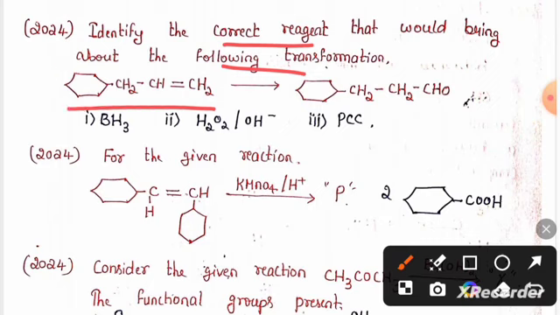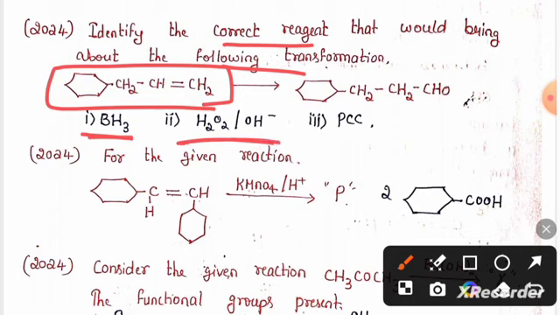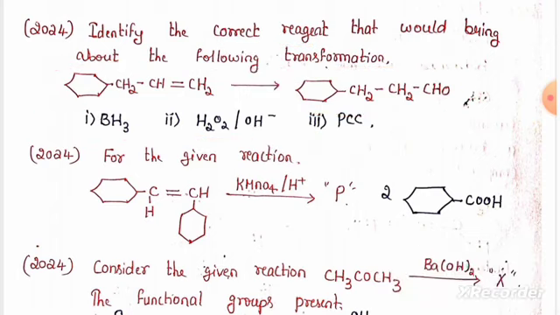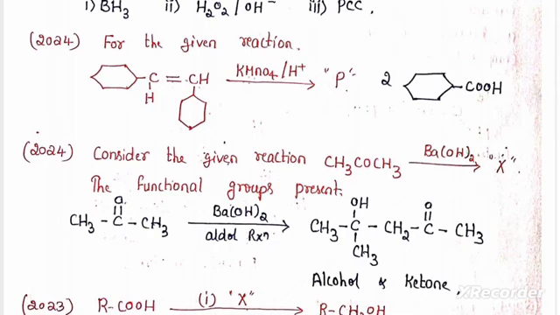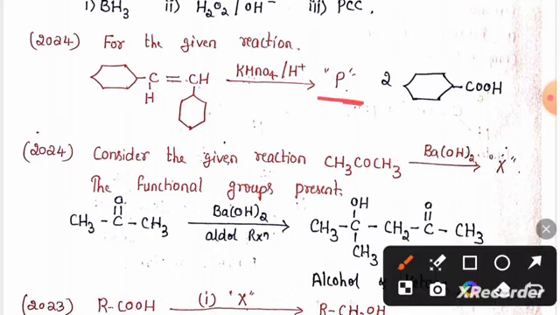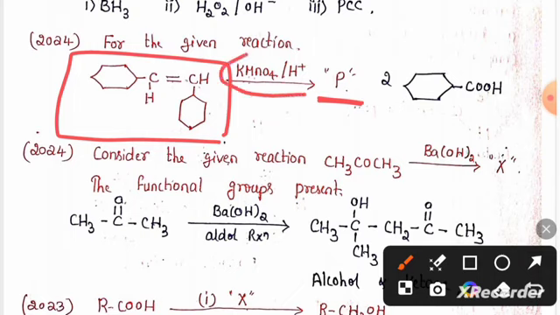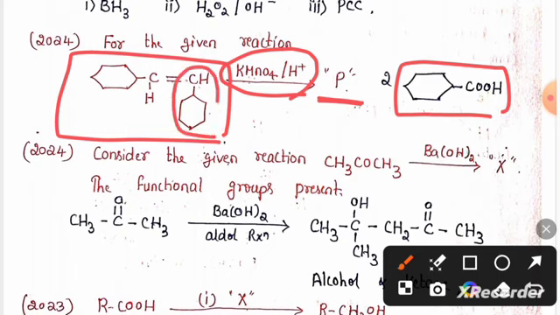So here there is one alkene, on reacting with BH3 and hydrogen peroxide in basic medium and PCC, there is a formation of aldehyde. So these are the correct reagents. For the given reaction, the product P is, as you can see, this one reactant on oxidation with potassium permanganate in the presence of acid. There is a formation of 2 molecules of carboxylic acid. This also converts into a carboxylic group. This also converts to a carboxylic group.